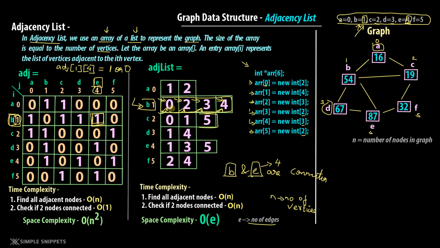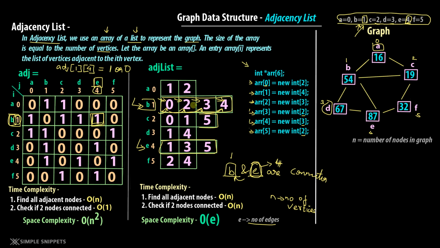So this means I'll have to go through this entire row, which means that the time complexity is O of n. Now, if you have this list pre-sorted in ascending order, you can still apply binary search to search for whether E is there in the list of B, or vice versa. You can also go to E, that is index 4, and search for B's index, which is 1.